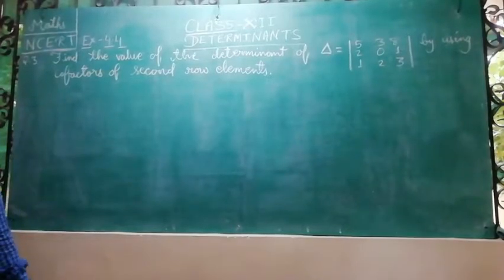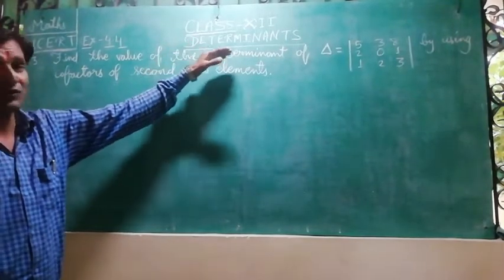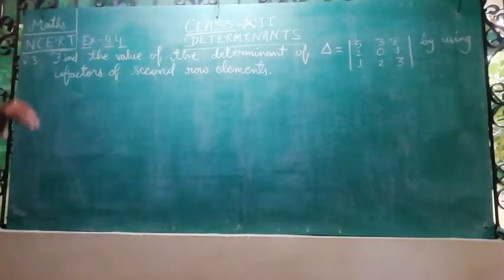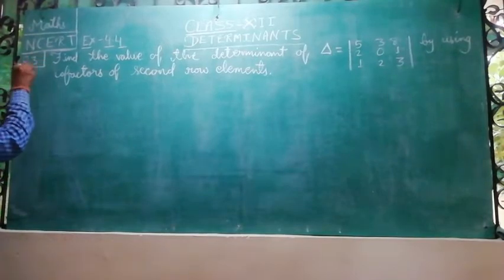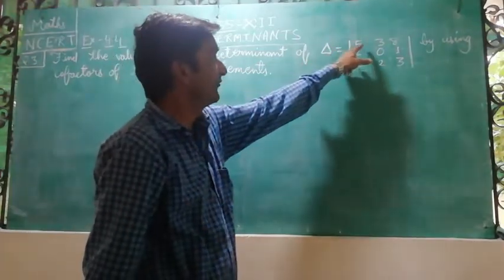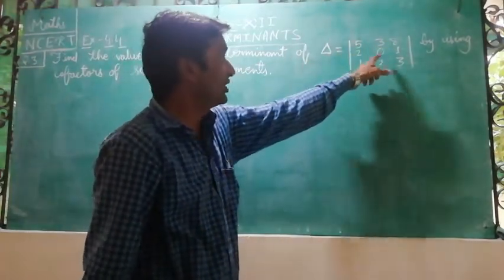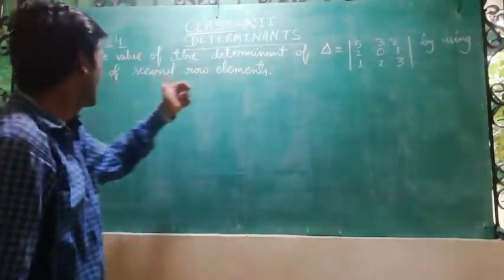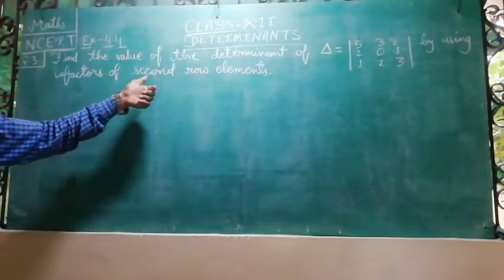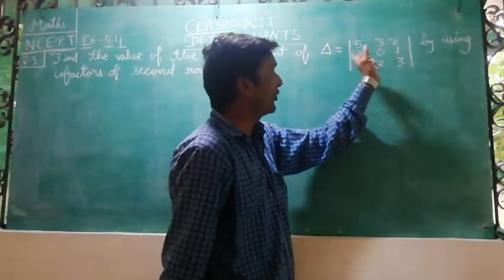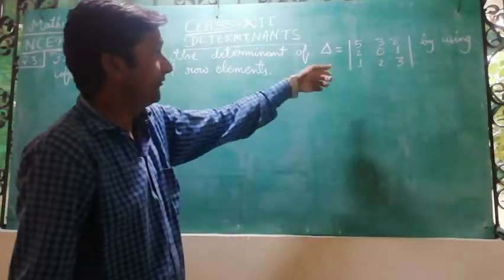Hello students. We are discussing class 12th determinants. Our exercise 4.4 of NCERT, class 12th. Question three: find the value of the determinant with first row 5, 3, 8, second row 2, 0, 1, and third row 1, 2, 3, by using cofactors of second row elements. Means we have to find the cofactors of the second row elements and then find the determinant.